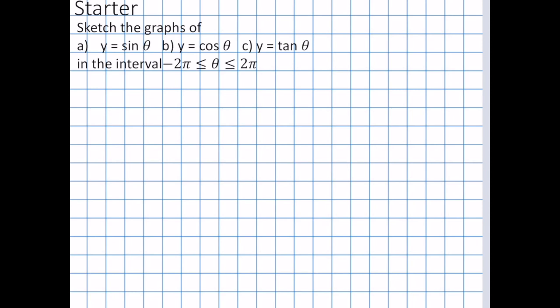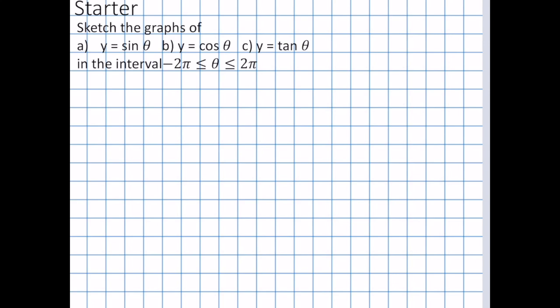Try to do this without going back and looking at your notes, see if you can do it from memory ideally. I'd like you to draw the graphs of y equals sine theta, y equals cos theta, and y equals tan theta. These are just sketches, not plots, but try and make them look as neat as you can. And that's in the interval minus 2 pi to 2 pi. Press pause now, have a go, and then we'll review and see how you did.